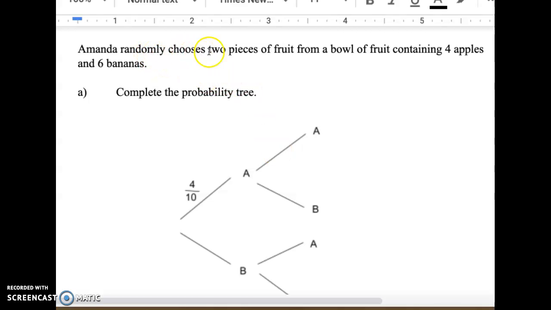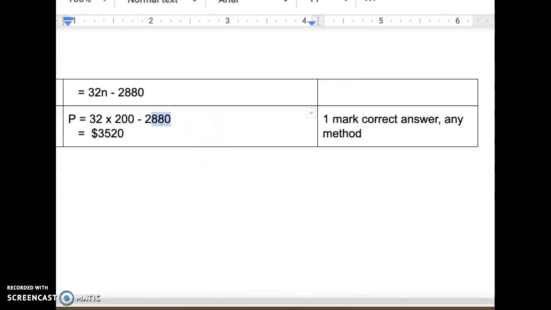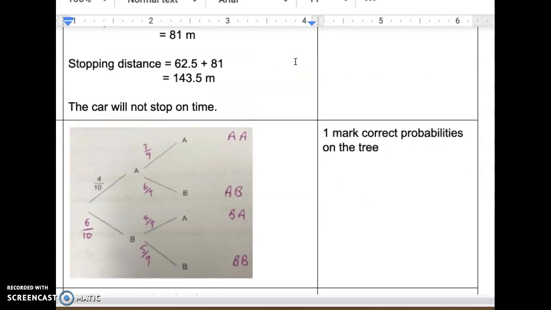The first question I marked was 14. Amanda randomly chose 2 pieces of fruit from a bowl containing 4 apples and 6 bananas. Complete the probability tree. In this case, you were lucky. The probability tree was given to you to start with, and the first branch was actually written on. This won't always happen.